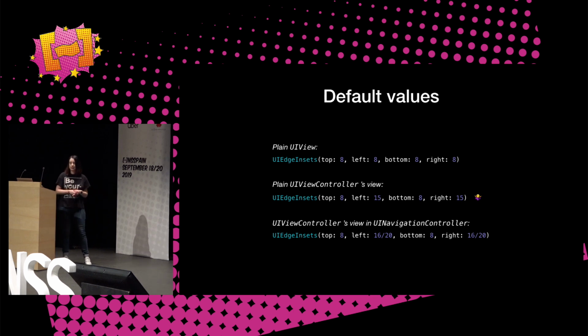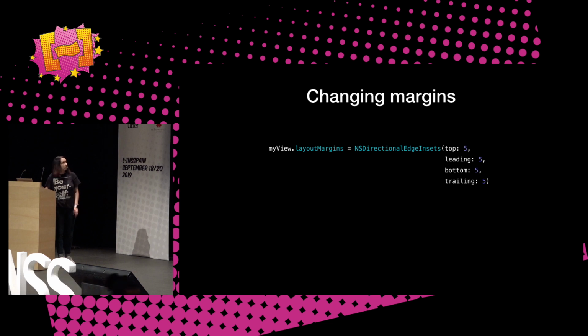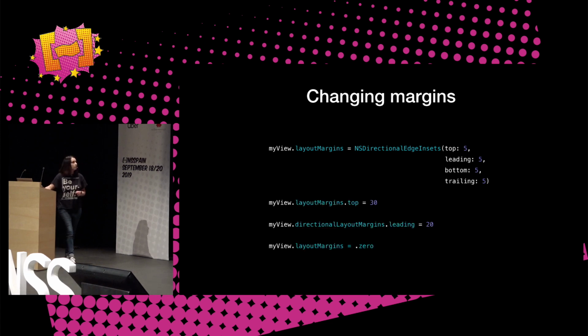Like for iPad or landscape on iPhone, it's 20. And those are the same margins that the system apps have. So if you look at the Contacts app or Mail app or Messages app, this is the margins that they have. So these are really sensible defaults. But if you want to change the margins, it's also quite easy. You can set the whole thing or set it partially if you're using Swift, or you can just set them to 0.